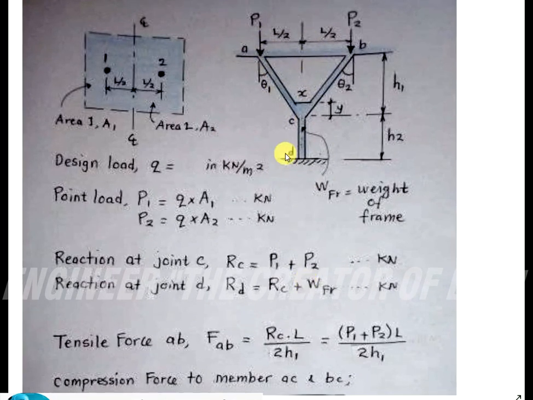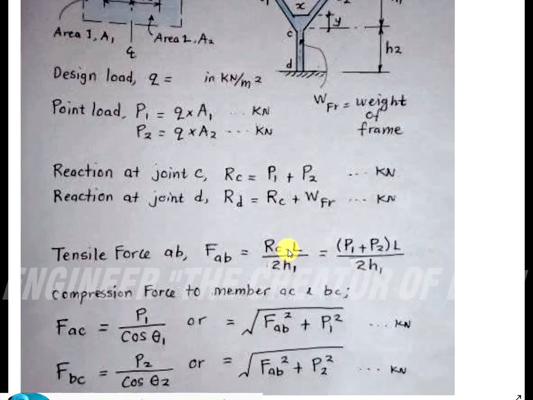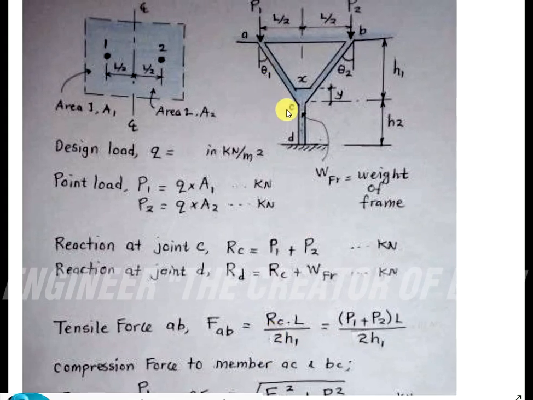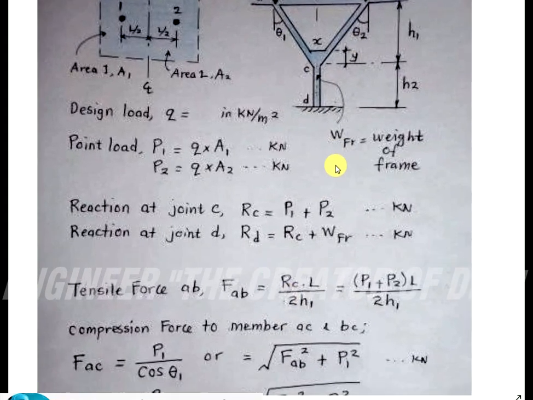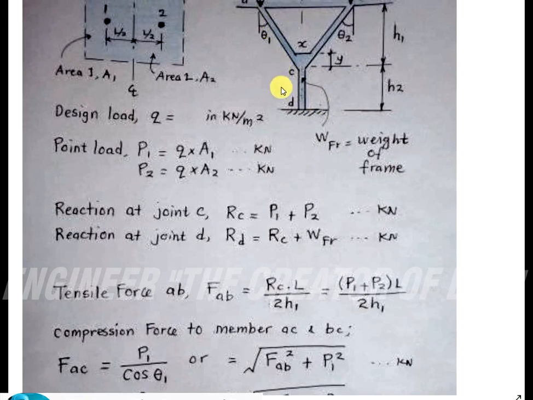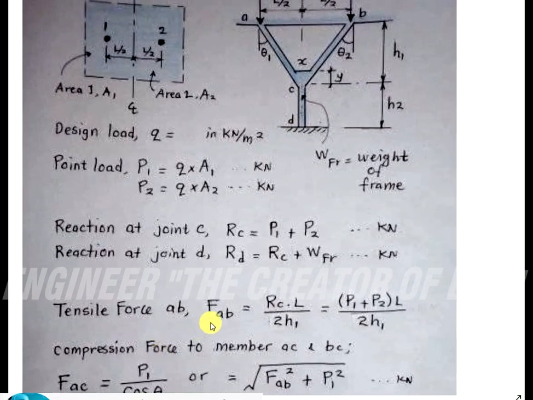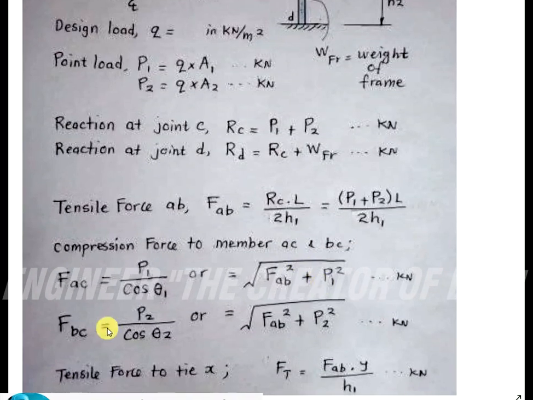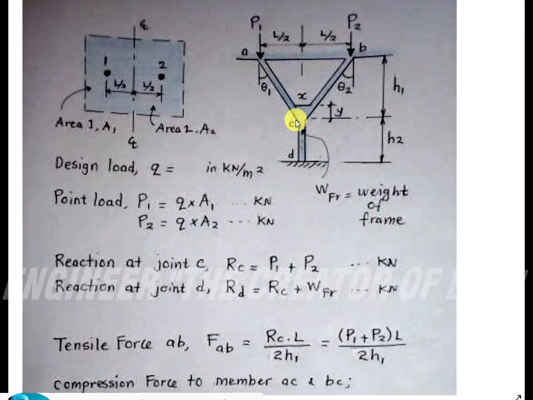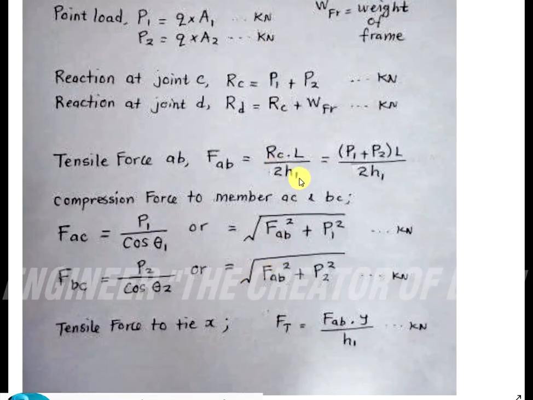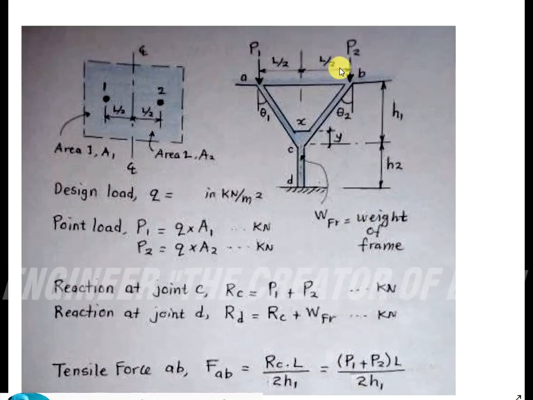So tensile force at A to B: FAB equal to RC, the total load transferred to here, into L divided by 2 times H1. So this is the formula behind it. And the compressive forces in members A to C and B to C: FAC equal to root of FAB square plus P1 square. And for FBC we have to find it. That will be root of FAB square, the tensile force squared, plus P2 squared. That is how much load is transferred from P2.